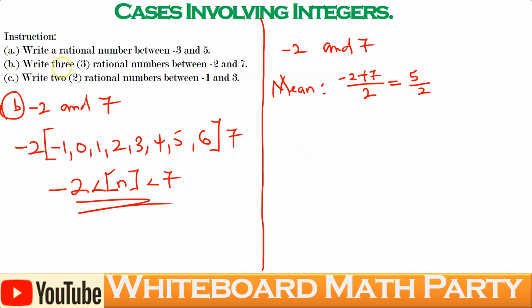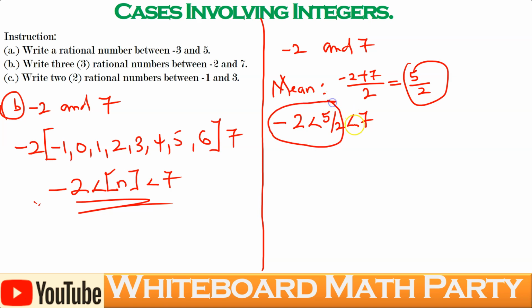But the question says we should look for 3 numbers. For the first case, we select any 3 of them. For the second case, we've achieved this first one. So we arrive at -2 is less than 5 over 2, which is less than 7. I need 2 more numbers. So you know what I'm going to do? I'll consider these 2 as 2 different numbers, and whatever I arrive at will be at the center. Then I will consider these 2 differently as well.